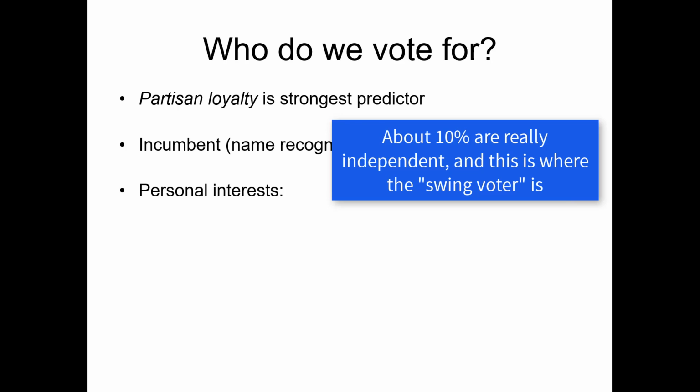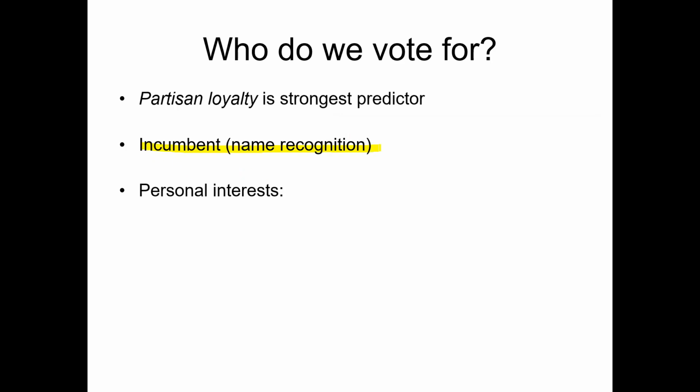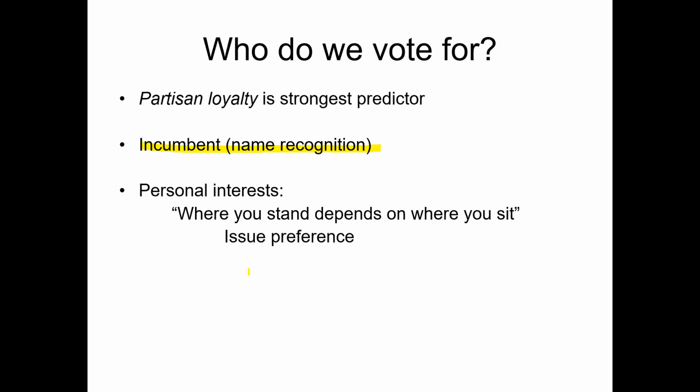But among that third there are other factors, such as the incumbent having the name recognition that we've already talked about, which gives them an advantage of being voted for. But there are some other personal interests that we take into consideration. Where you stand in the economy, for example, depends on where you sit on the political issues, and that could perhaps determine who you might vote for. Many people vote based on certain issues. They have a very strong, even maybe a moral preference for or against certain issues, and that's what determines which candidate they're going to vote for.